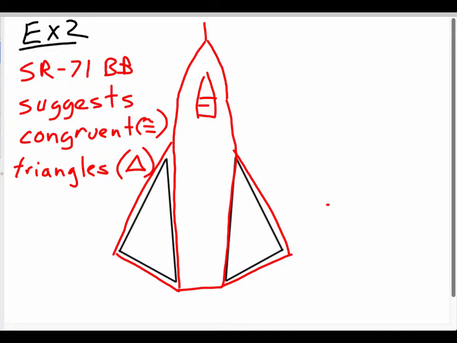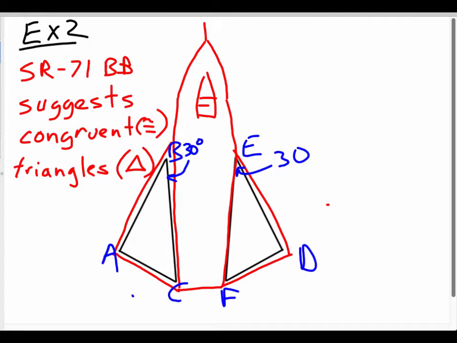Okay? And then they give us some information. So they say that this is angle A, this is B, this is C, and then this is D, this is E, and this is F. They tell us that this angle here is 30 degrees. This angle here is also 30 degrees. And then they say that this angle here is 75 degrees. And they ask us, what is the measure of angle D?